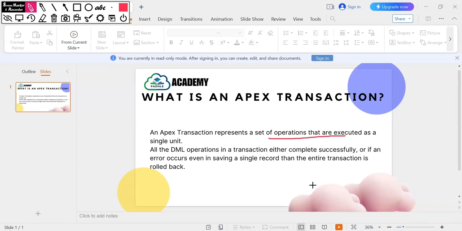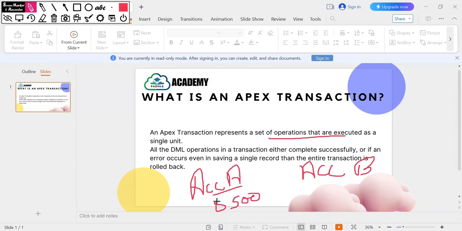Let me give you an example here. Let's say you have an account A and an account B. In account A, you have $500 and in account B, you have $0. And you are transferring the money from account A to account B. How many dollars are you transferring? Let's say you are transferring the $500 from account A to account B.